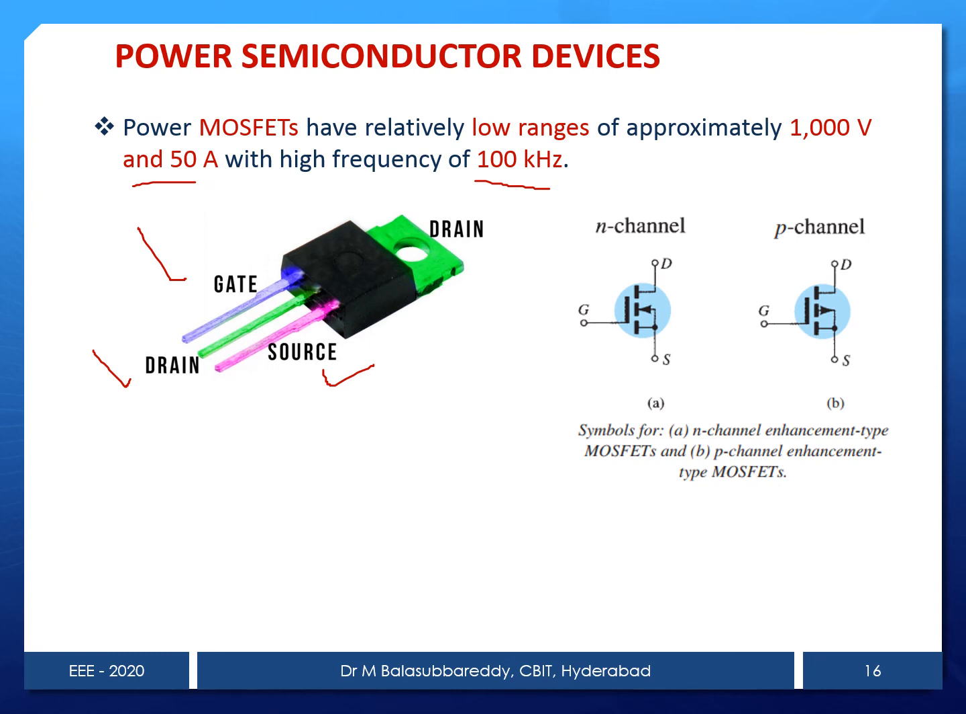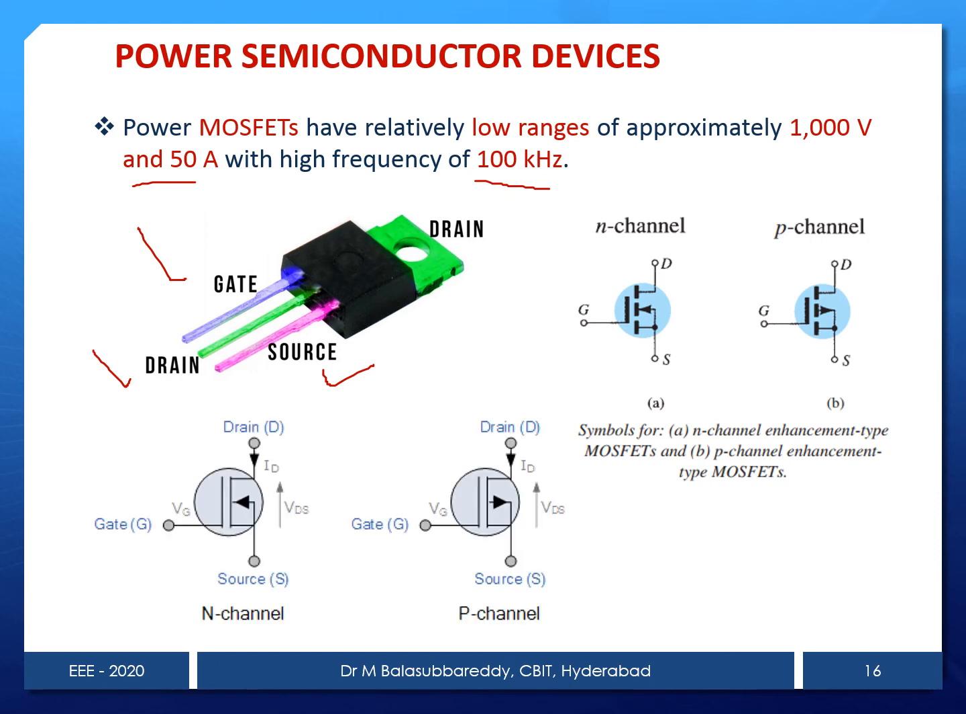And still there are different types of MOSFETs. We have N channel MOSFET and P channel MOSFET, and depletion and enhancement types of MOSFETs.